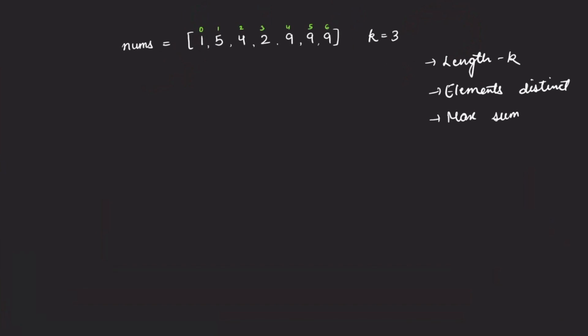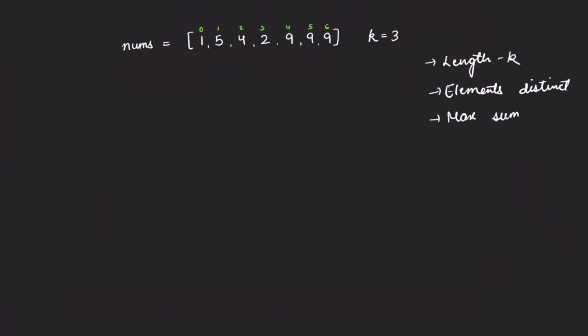So see, one of the possible ways is that we find all the subarrays of length k from nums. Then within all those subarrays, we check which ones have all elements distinct. Then out of those subarrays, we find the sum of the elements of each of them, and return the maximum sum, right? So this is what we are going to do, but we will try to do it in less time, or we can say less time complexity, right?